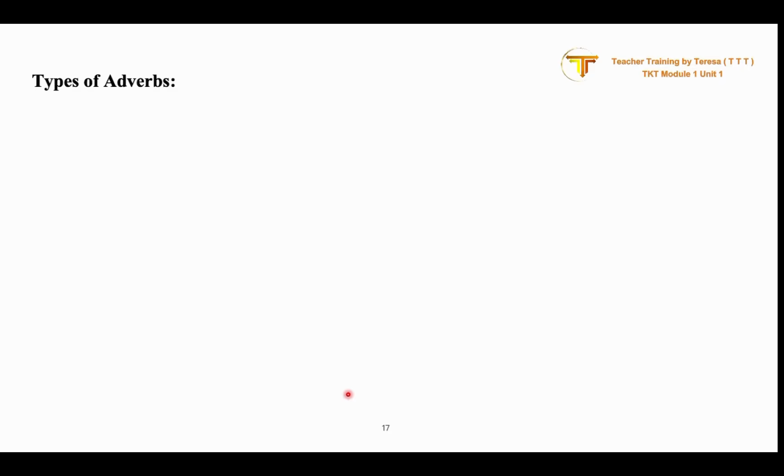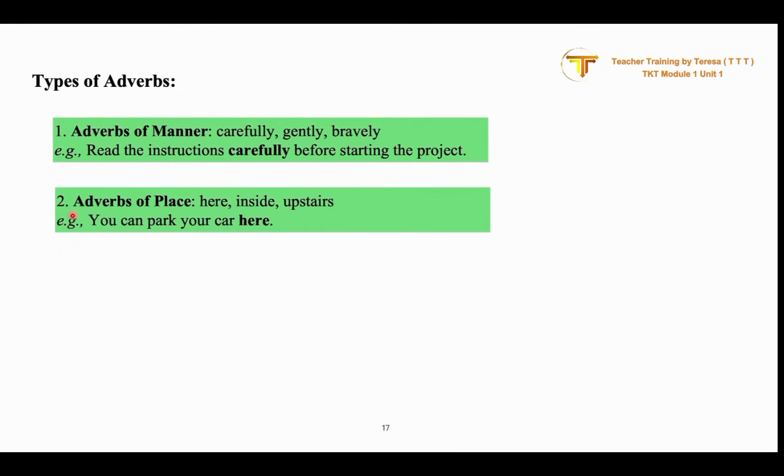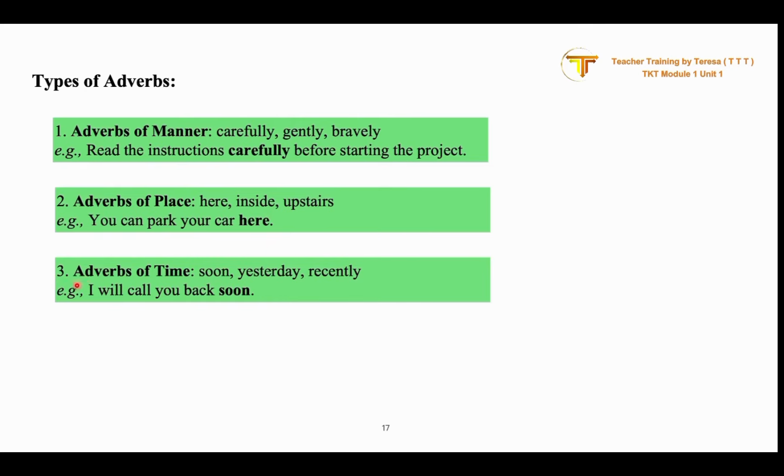Types of adverbs. 1. Adverbs of manner: carefully, gently, bravely. Read the instructions carefully before starting the project. 2. Adverbs of place: here, inside, upstairs. You can park your car here. 3. Adverbs of time: soon, yesterday, recently. I will call you back soon.